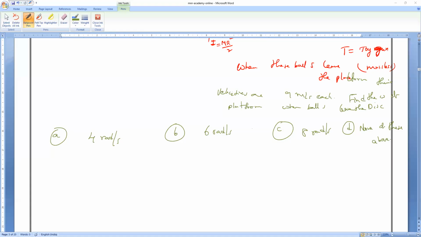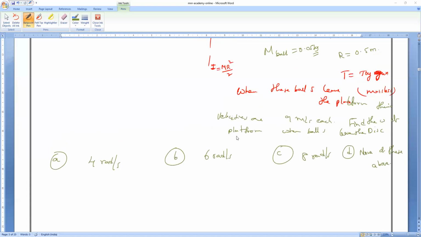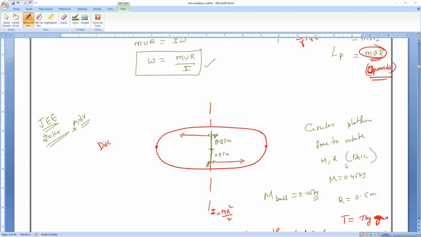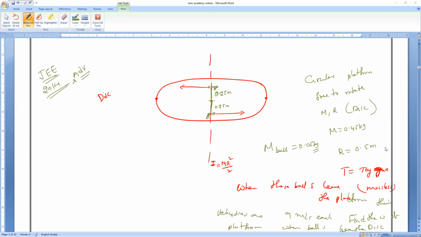So they are saying that there is a disk whose mass is 0.45 kg and radius is 0.5 meter. From the center of mass, at 0.25 meter distance, two massless toy guns have been kept. Now both guns have been fired, imagine, and they are traveling on a platform.